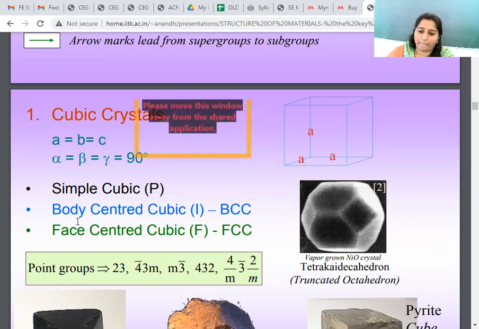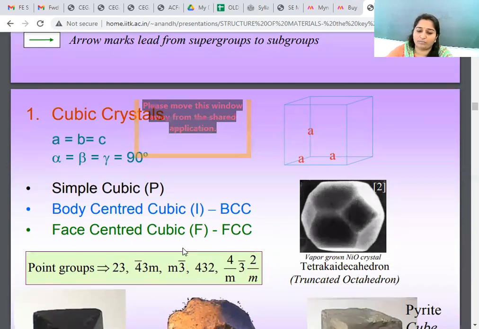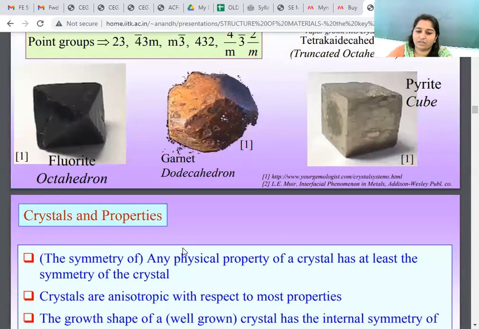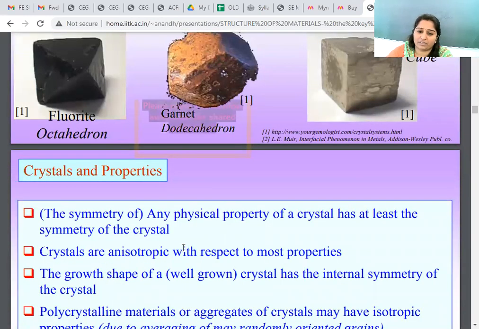Now, the cubic system has three types basically: simple cubic, body centered cubic and face centered cubic. Simple cubic is SC, body centered cubic is BCC, and face centered cubic is FCC. These are the short forms. These are some structures. Now, crystals and their properties.